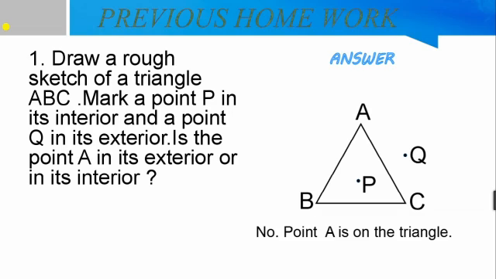Here I draw a triangle ABC and mark a point P inside that triangle. Inside means interior of that triangle. And next I plot a point Q outside that triangle. Outside means exterior. Last part of the question was, is the point A in its exterior or in its interior? The point A lies neither interior nor exterior. It is on the triangle.